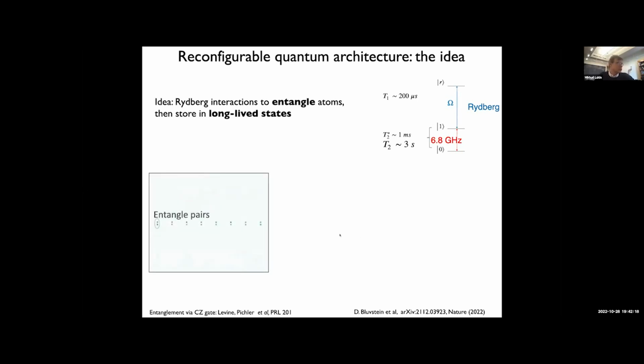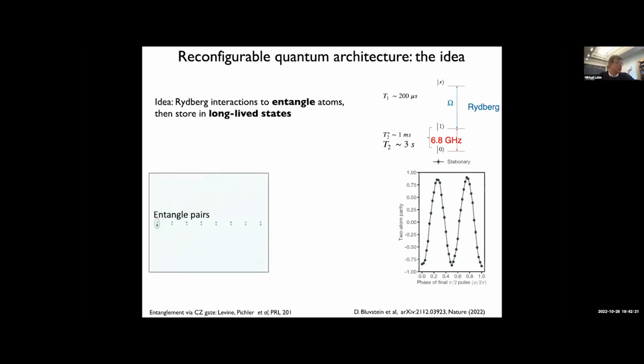So let's consider the situation where we started with pairs of atoms, and then we entangle them using a controlled phase operation, which can be done very effectively. It's kind of our native operation, if you want. And you can check that you have entanglement by using, for example, a 2-atom parity signal.